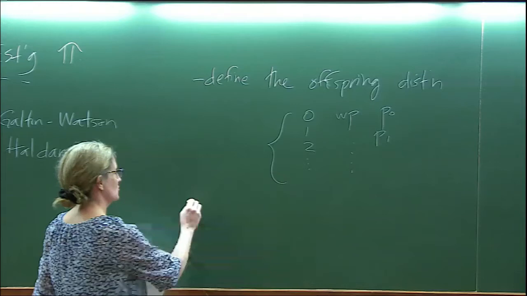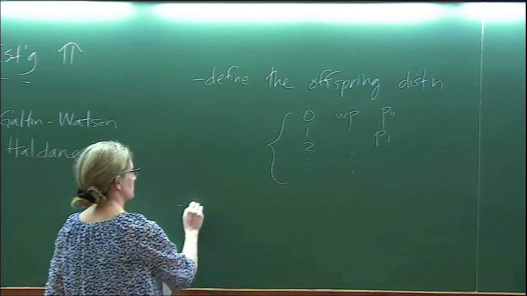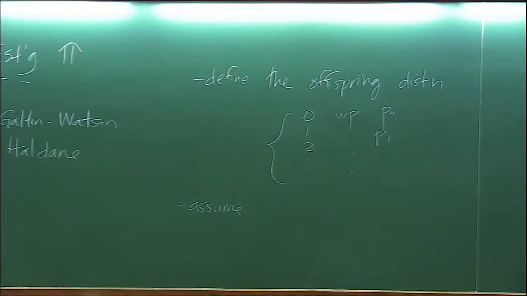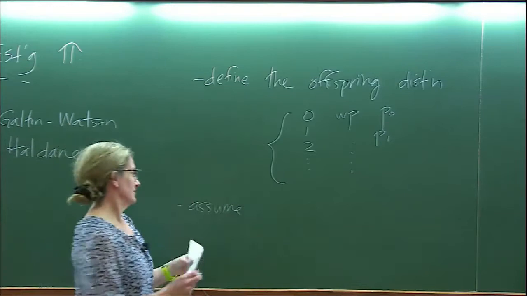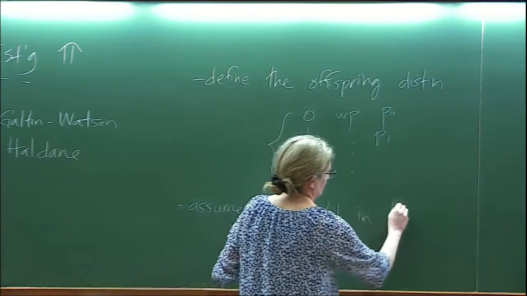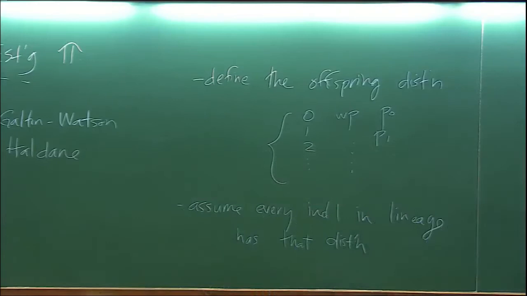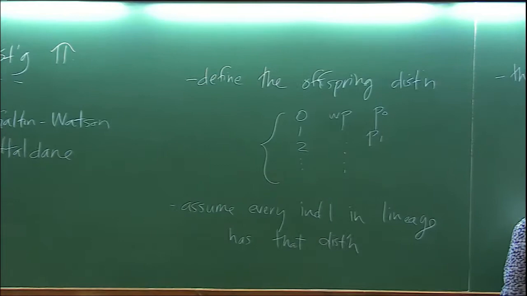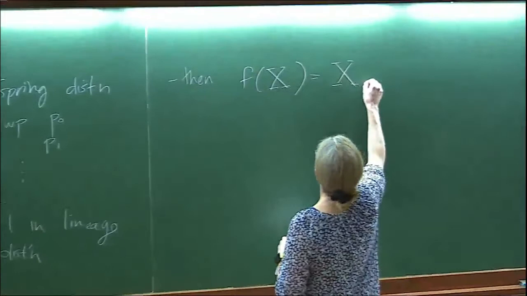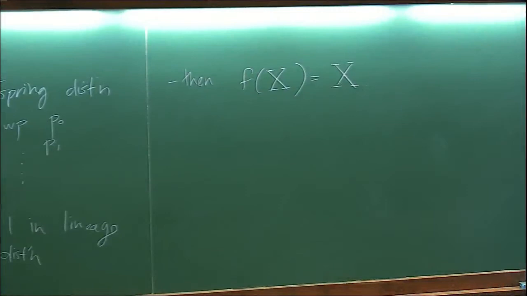But there are some hidden assumptions there, or not so hidden. Once you've defined this offspring distribution, we assume that every single individual in this lineage out to infinity has exactly that offspring distribution. And then by this we can just say f of x equals x. One of the most surprising and beautiful results in branching processes, and useful.